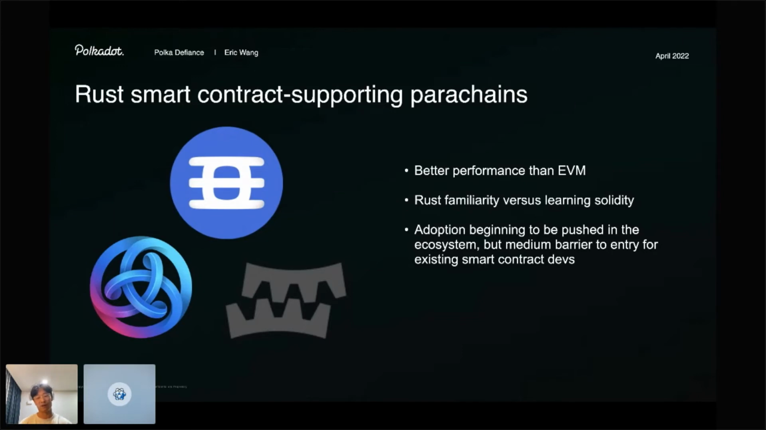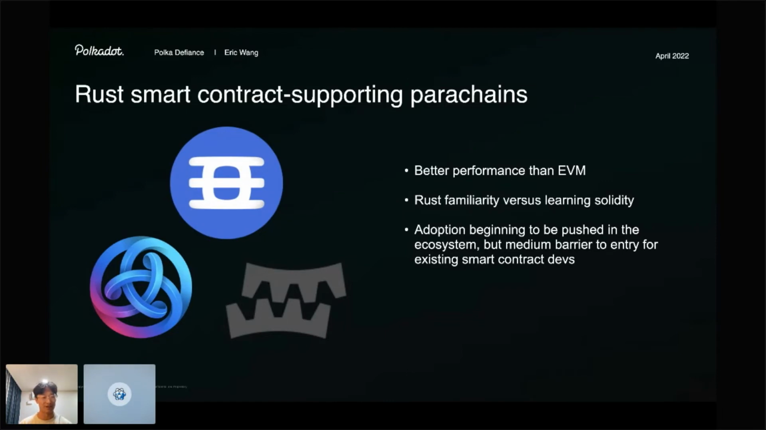Rust familiarity amongst traditional developers versus having traditional non-blockchain developers learn Solidity, which is a completely new language. And based on these factors, we're seeing the very beginning of adoption in Rust smart contracts within the Polkadot ecosystem. And we see in general, because right now the blockchain ecosystem isn't quite as large as we want it to be just yet, it's about a medium barrier to entry for existing smart contract developers to code on Rust smart contracts. But we think that Rust smart contracts is a relatively unique thing within the Polkadot ecosystem.